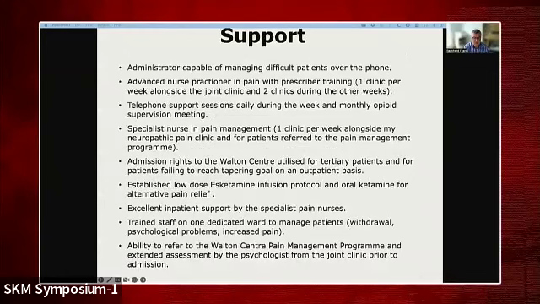So we have an administrator team, we have got advanced nurse practitioners with prescriber training, and we've got quite a bit of clinic time now to follow these patients up, as they certainly need some support to keep motivated during the weaning of the opioids.